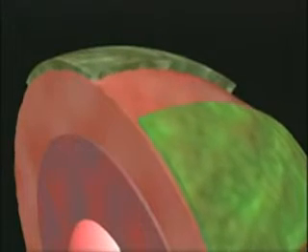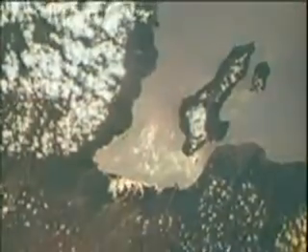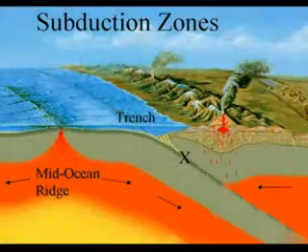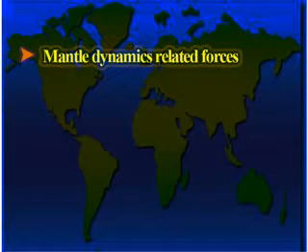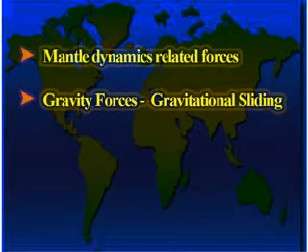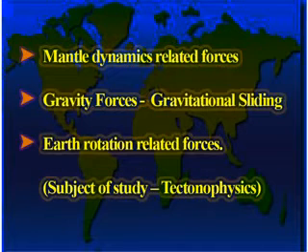Dissipation of heat from the mantle is the source of energy for plate movements through convection, large scale upwelling and doming. The weakness of the asthenosphere allows the tectonic plates to move easily towards a subduction zone. Three major categories of driving forces exist in this: mantle dynamics related forces, gravity forces or gravitational sliding, and earth rotation related forces, which all come under the subject called tectonophysics.